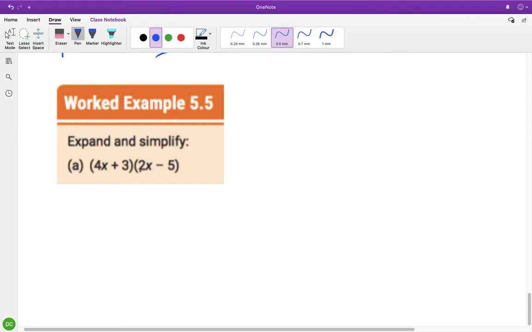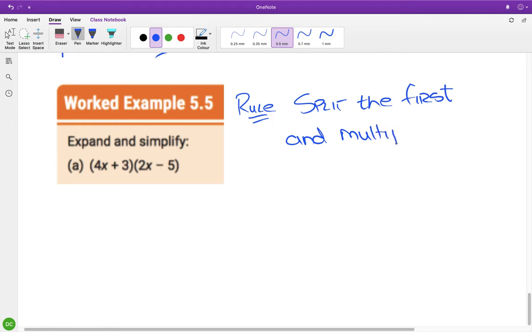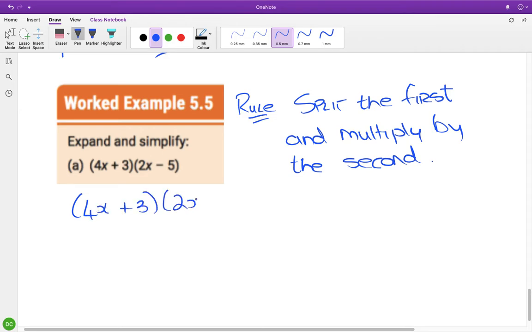So when it's like this, when it's 2 brackets together, there's a rule, okay? And the rule is to split the first and multiply by the second. Okay? So, I'm just going to write it out again so I have a bit more space. Okay, so split the first. So I'm going to take the 4x and I'm going to write it over here.